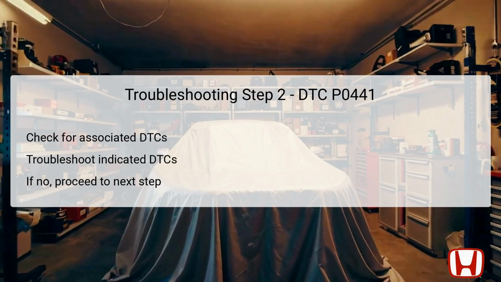In the second troubleshooting step for DTC P0441, determine whether any other associated DTCs, such as P04DF, P04F0, and P04F1, are indicated alongside P0441. This step is significant because these codes point to specific anomalies within the EVAP system's operation. If any of these DTCs are present, targeted troubleshooting should first address those identified codes, as they may directly contribute to the malfunction indicated by P0441.